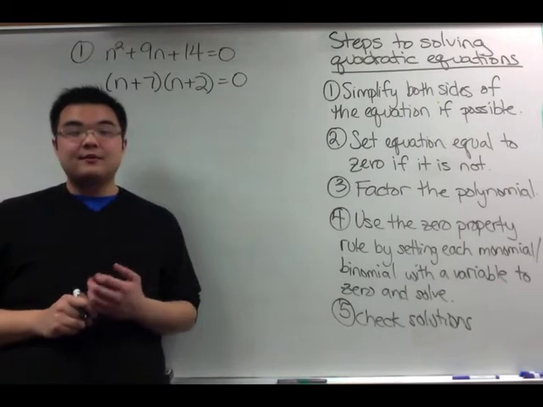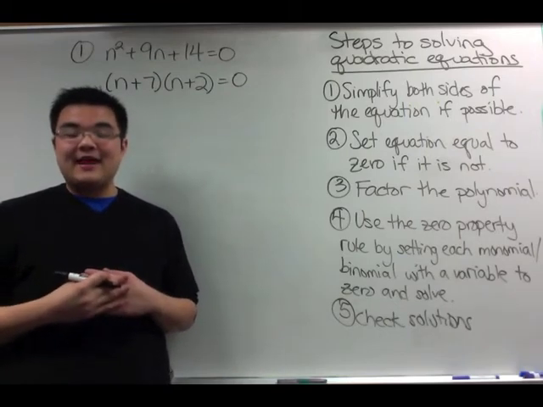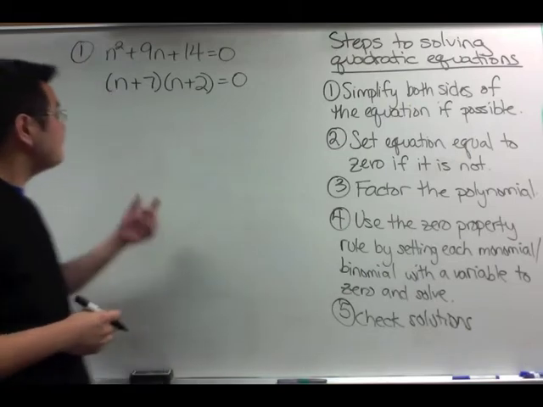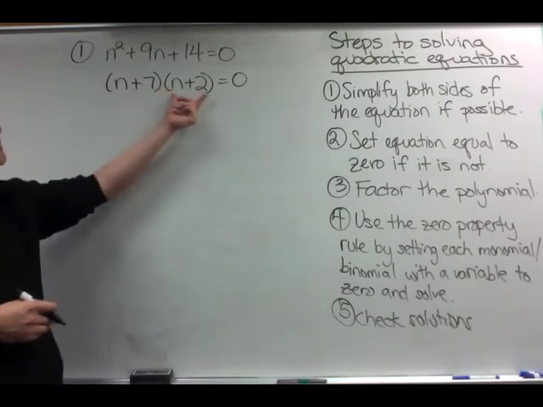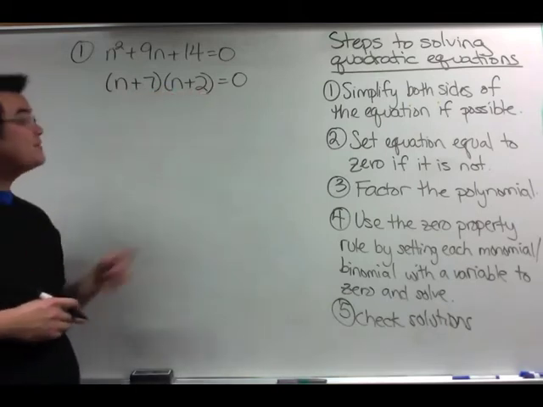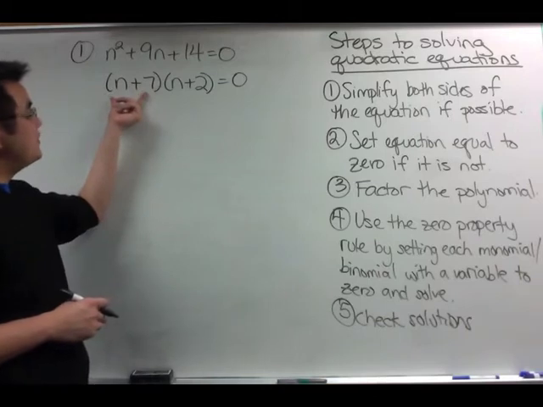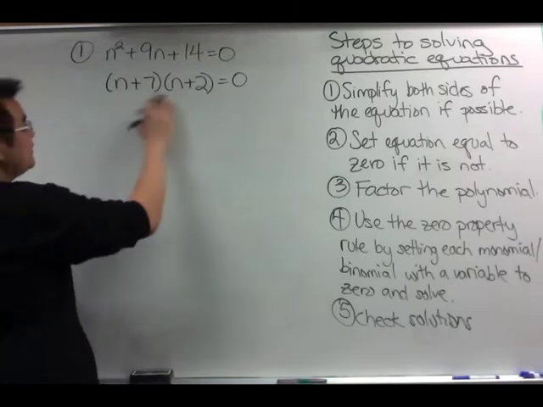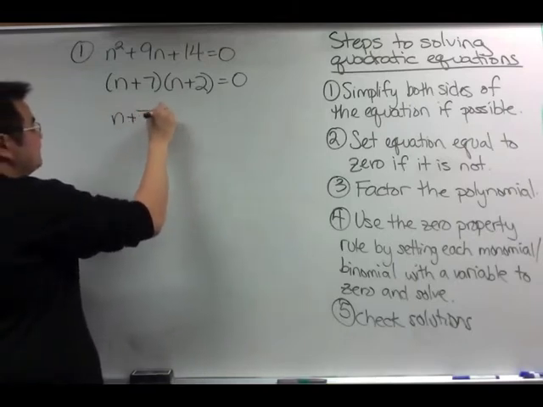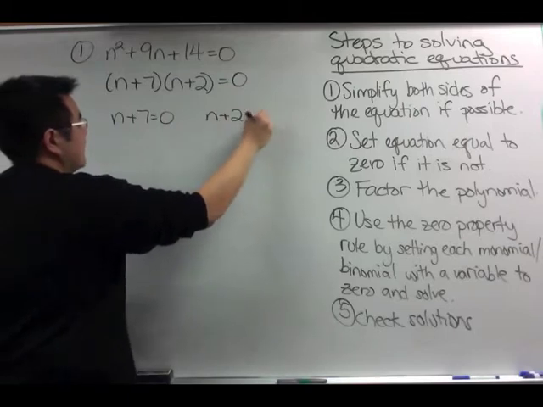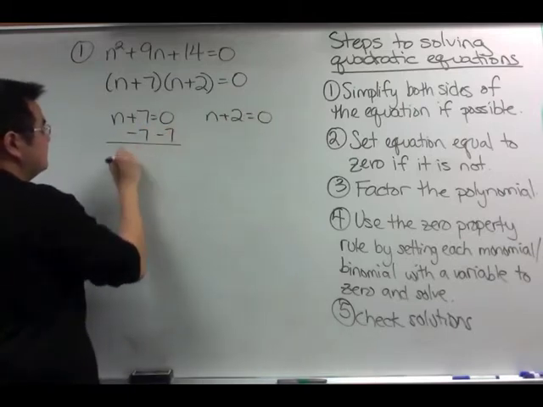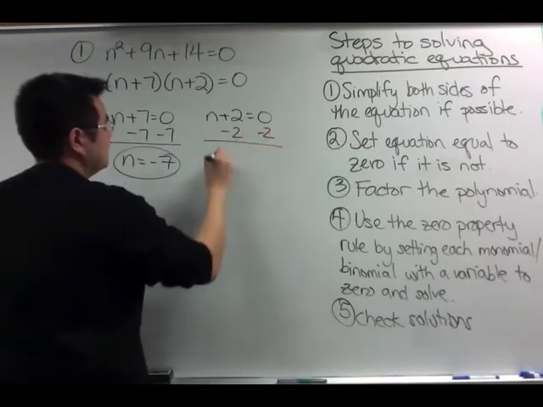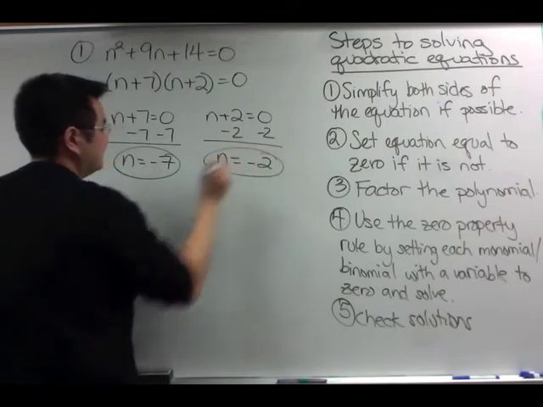Next is the zero property rule. The zero property rule states again, if a times b is equal to 0, a is equal to 0, or b is equal to 0. This represents a, this represents b. What we're trying to do is to find which value of n would cause the binomial to be 0 so that we would get a product of 0. So what we do is we set each binomial equal to 0 and solve. So n is equal to -7 and n is equal to -2.